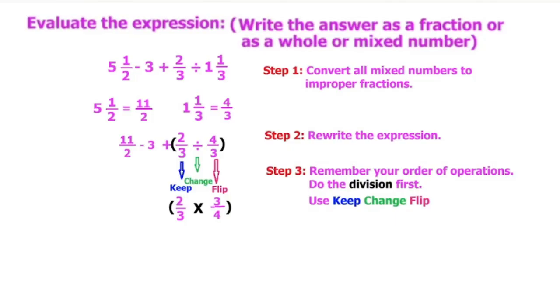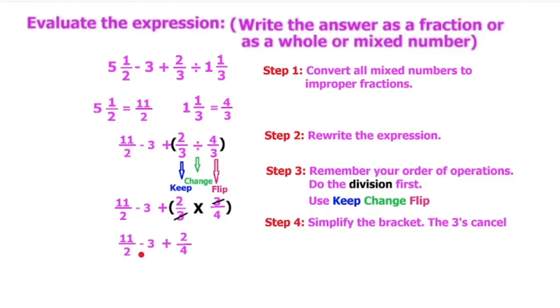Now let's put our brackets around and let's bring down the rest of our expression. So 11/2 minus 3 plus, okay? So now we're still going to continue with our brackets. We're going to evaluate the brackets. So simplify the bracket. The 3's cancel. Okay, so you see that these 3's cancel each other out. So we're going to cross them out and we're left with 2/4. And then we bring down the rest of our expression.